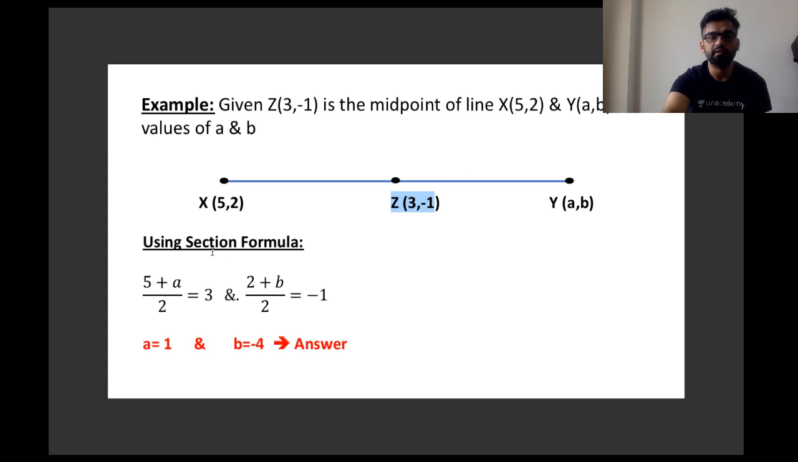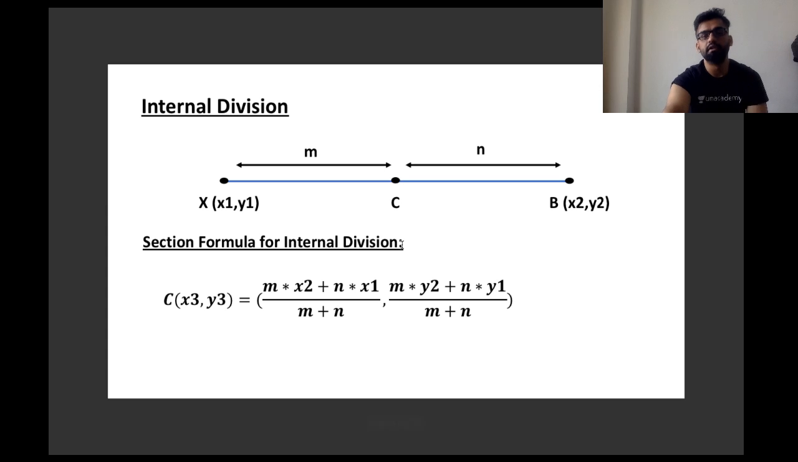Using the section formula for midpoint, we know that this 3, that is the abscissa of the midpoint, is equal to the average of the abscissa of these extreme points. So 3 is equal to 5 plus a upon 2. And this minus 1, that is the ordinate of the midpoint, is equal to the average of the ordinates of these extreme 2 points. That is, minus 1 is equal to 2 plus b upon 2. Therefore, a turns out to be 1 and b turns out to be minus 4. That's the answer. Pretty simple.